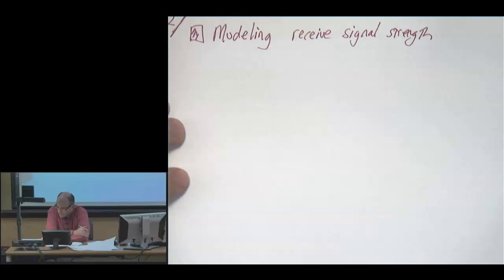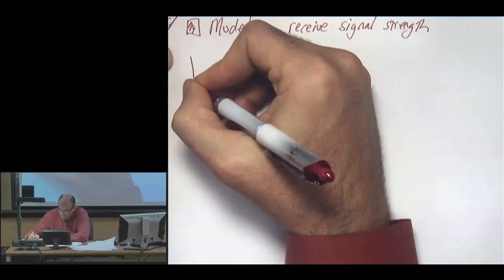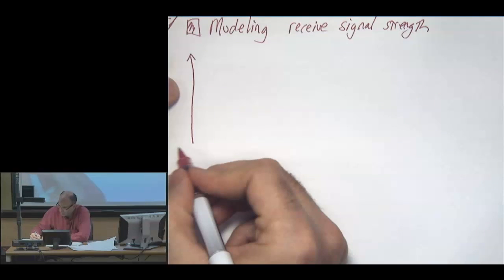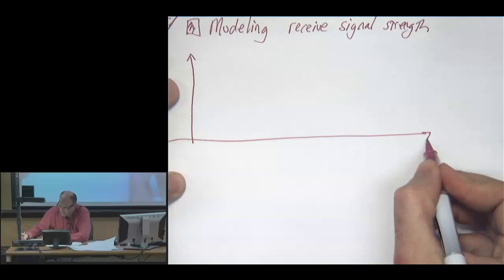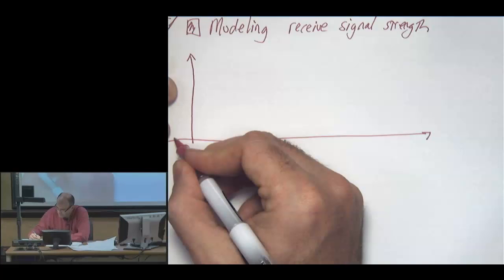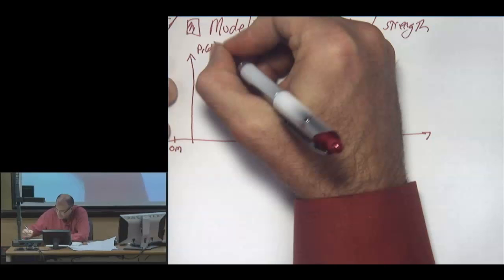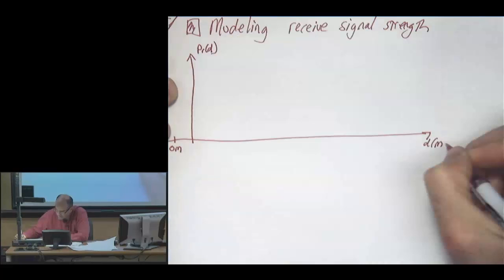Okay, so the motivation here is as follows. Let's look at a system where I've got a transmitter that's located at the origin. And I've got a receiver that I'm moving some distance away from the transmitter. Let's put the transmitter here at like 0 meters. And let's plot the average received signal power as a function of distance d here.